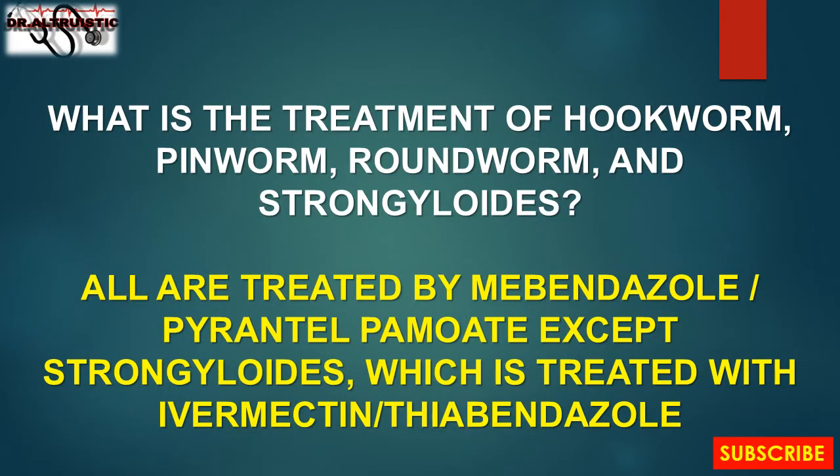What is the treatment of hookworm, pinworm, roundworm, and strongyloides? All are treated by mebendazole, pyrantel pamoate, except strongyloides, which is treated with ivermectin or thiabendazole.